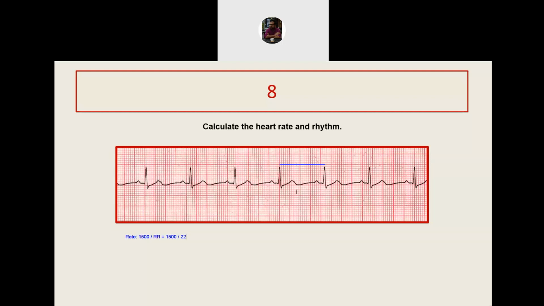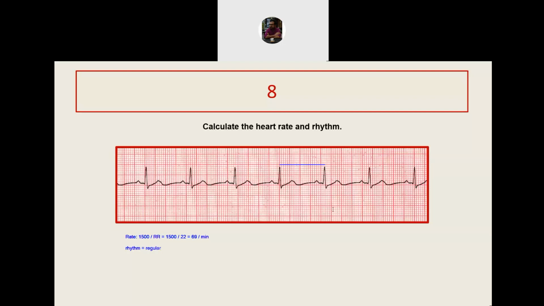69 per minute. Individual calculation can slightly vary because of the observation, because someone instead of taking 22 can take 21. So automatically if you take 21, your value will be 71. It doesn't matter as long as it is within the normal range. And rhythm is definitely regular, that is visually seen that it is coming at equal intervals.